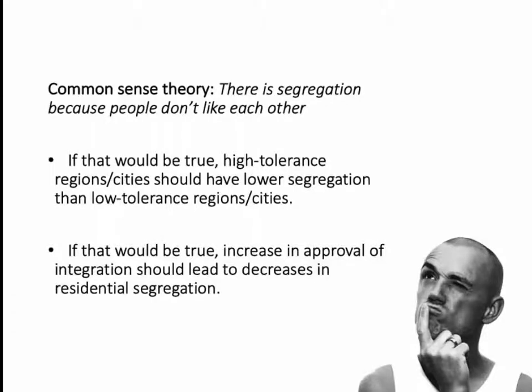If that would be true, high tolerance regions should have lower segregation than low tolerance regions. So let's say we are in a city and there people are very tolerant. There should be less segregation than somewhere else in another city where people are not that tolerant. If it is about the individual's tolerance level, not liking others who are dissimilar to themselves, that is driving it.